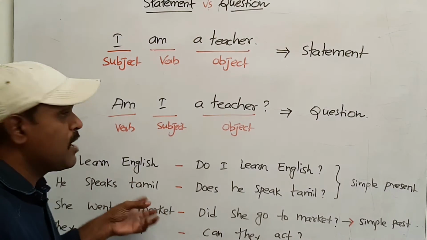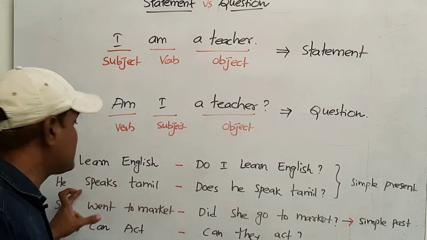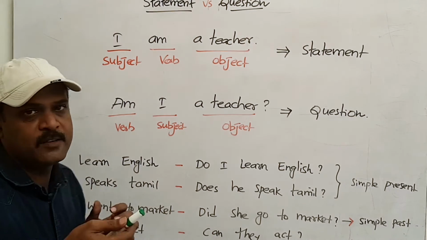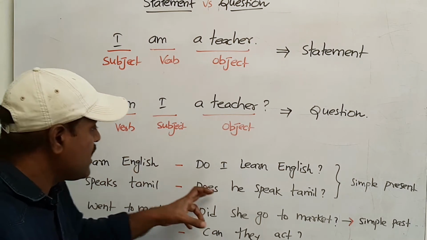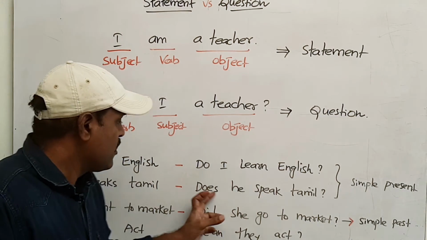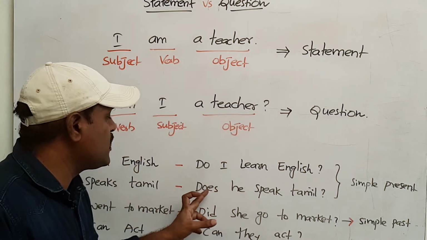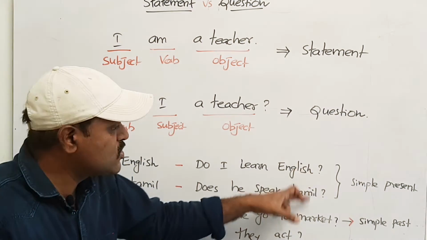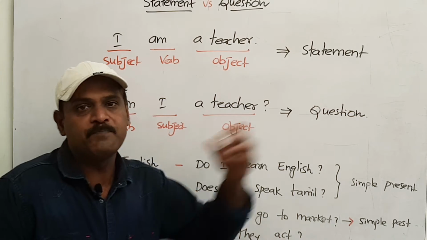He speaks Tamil. So he is the third person. That's why we need to add s to the verb speak. He speaks Tamil. Does he speak Tamil? So when we have third person singular, we need to put does in the question. So these two sentences are in simple present tense.